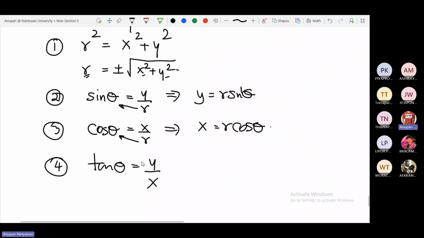So these are all the relationships between the polar and rectangular systems. Polar, rectangular, same thing over here, polar, rectangular, right? So we can convert from rectangular to polar and from polar to rectangular by using these identities.